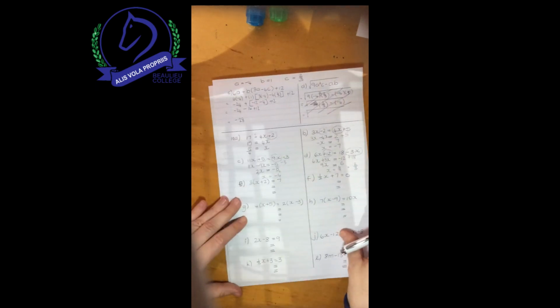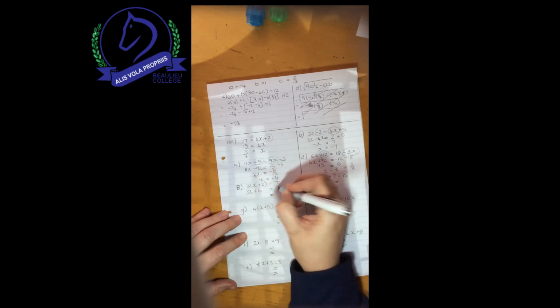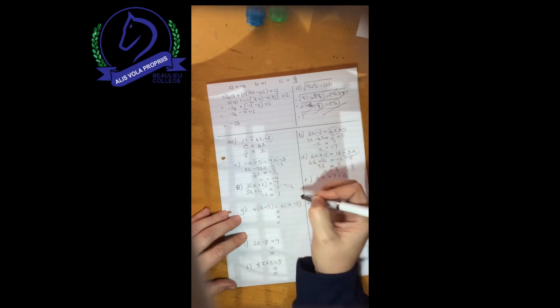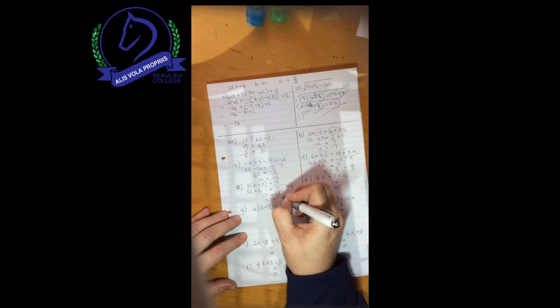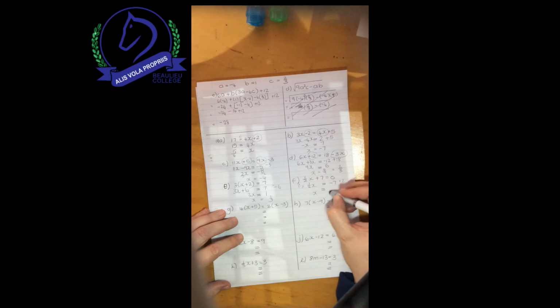Some distribution, 3 times x, 3 times 2, 6 moves over, becomes minus 6, 3x equals 1, so x is 1 over 3. Right, some distribution. No, I'm lying. A half x equals minus 7, times both sides by 2. So x is equal to negative 14.